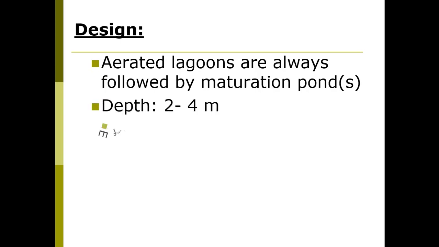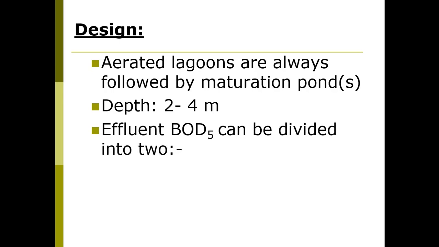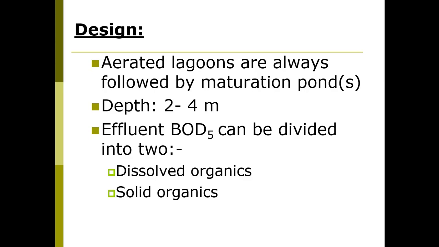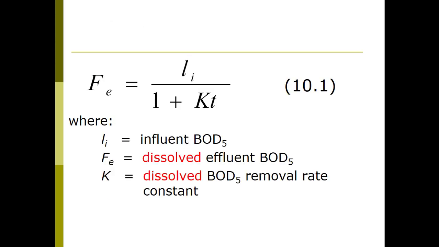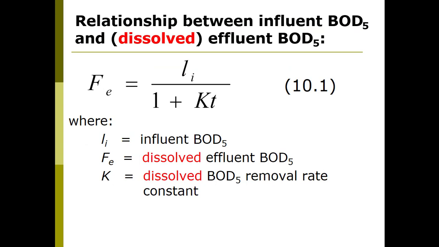Now, normally the depth is from 2 to 4 meters. The effluent BOD can be divided into two types, and here we have to concentrate on both: dissolved BOD and solid, or undissolved, BOD. Why do we consider both of them? Because there is no settling in the aerated lagoons, so the effluent will contain both dissolved organics and solid organics, because the suspended solids are not settled in these lagoons.